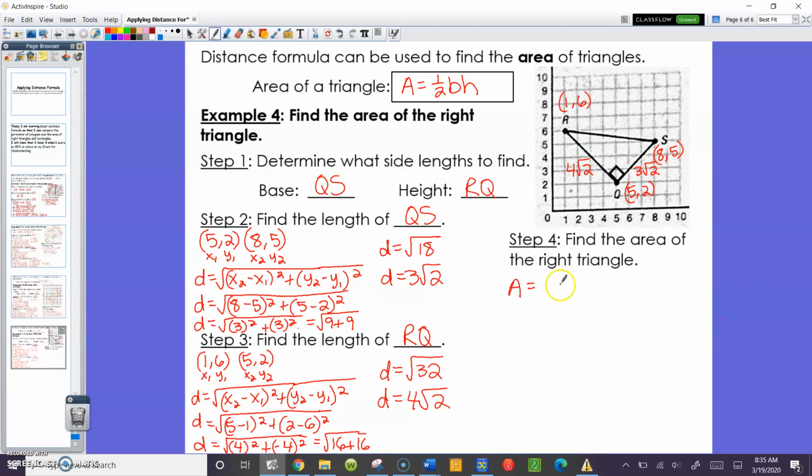So we know the area equals 1/2 our base, which is 3 square root 2, times our height, which is 4 square root 2. So now we're just going to put it in the calculator. So 1/2 times 3 square root 2 times 4 square root 2, and that equals 12. And we know with area it is square units, so that is 12 units squared.